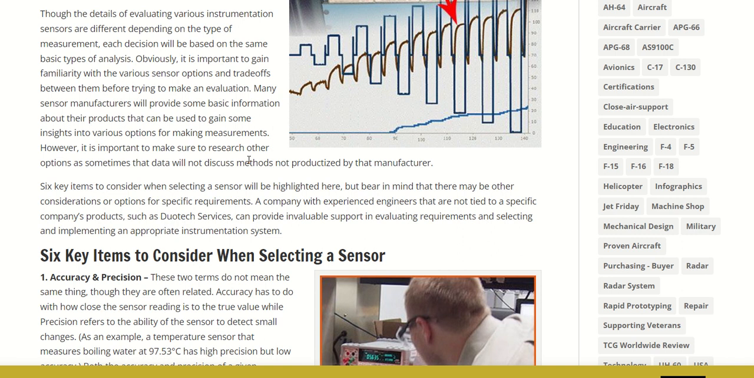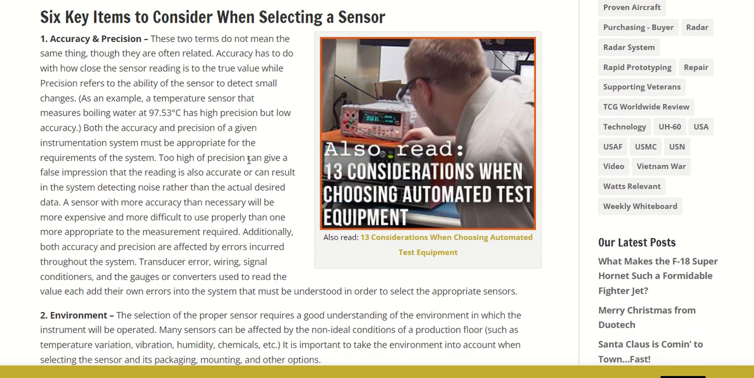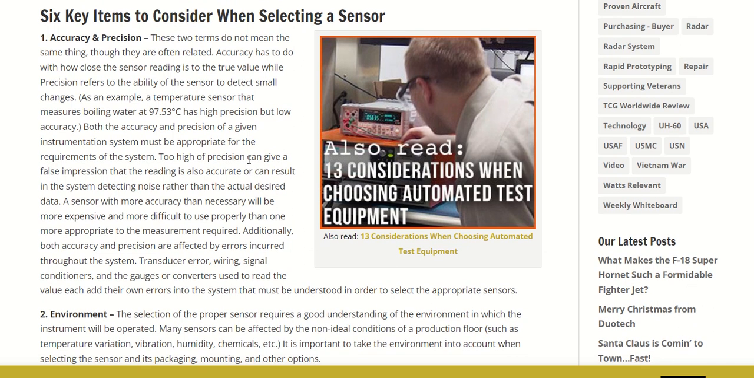So these are the six key items which we shall always consider before selecting a sensor. First one would be accuracy and precision, and we have discussed that in detail earlier as well. I'm discussing one more time that these two terms are not the same. Accuracy has to do with how close the sensor reading is to the true value, while precision refers to the ability of the sensor to detect the smallest changes, right?